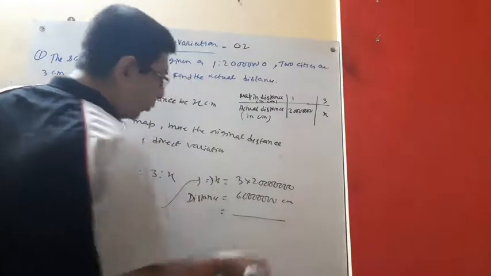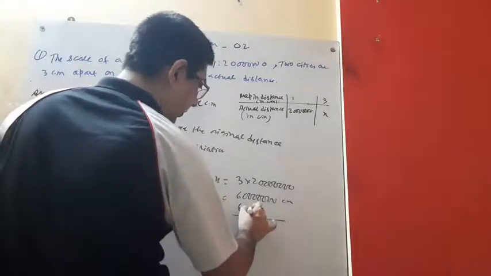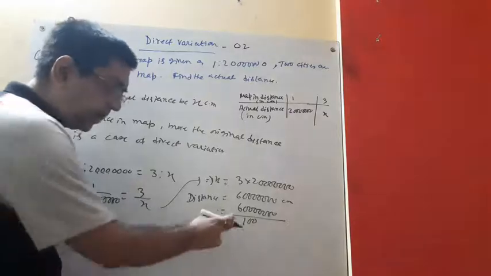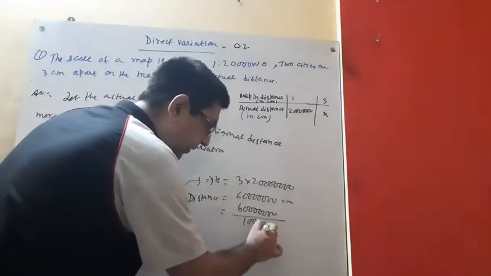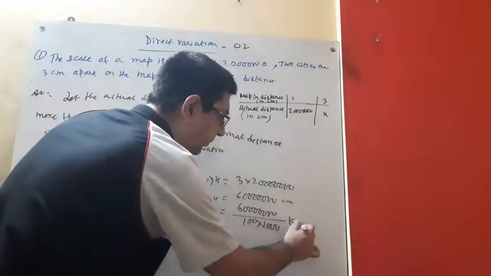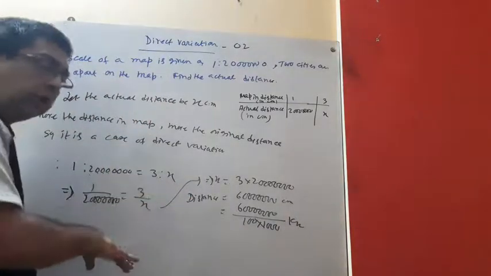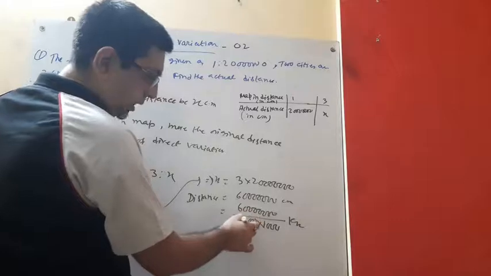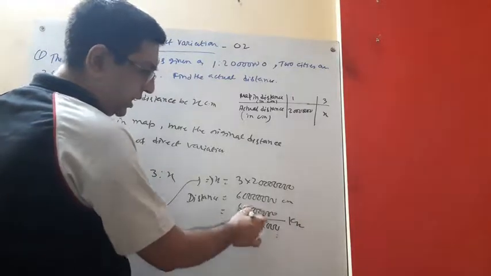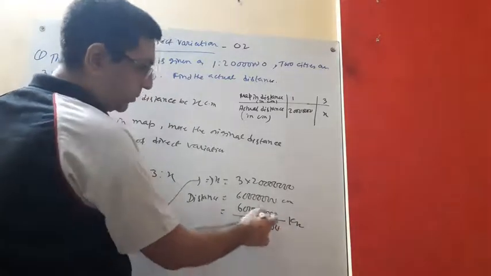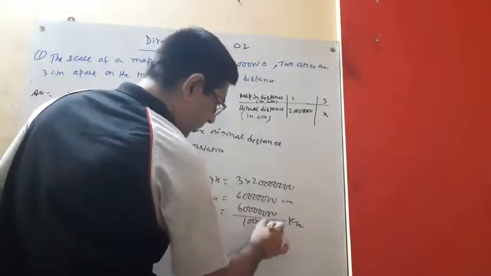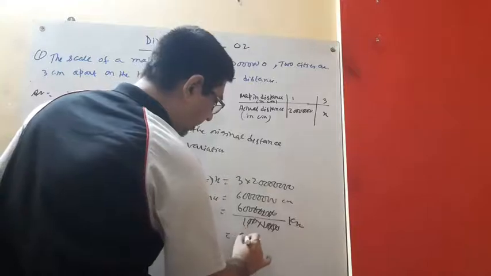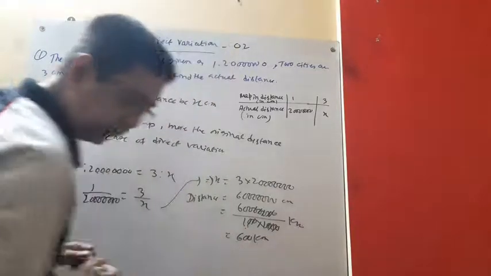That is equal to, we have to put in kilometer. Centimeter divided by 100 is meter. Again divided by 1000 is kilometer. From centimeter to kilometer, what are we doing? Dividing centimeter by 100 we get meter, and that meter is divided by 1000. That means kilometer. Cancelling 5 zeros, that is 60 kilometer.